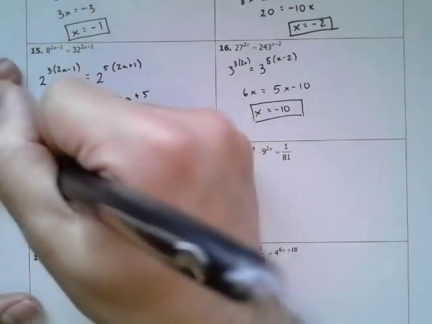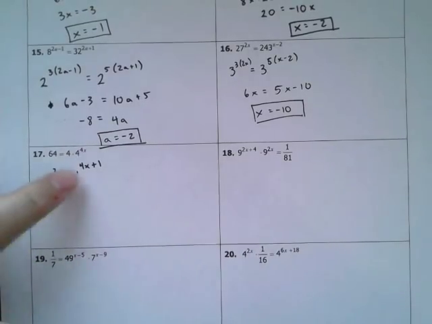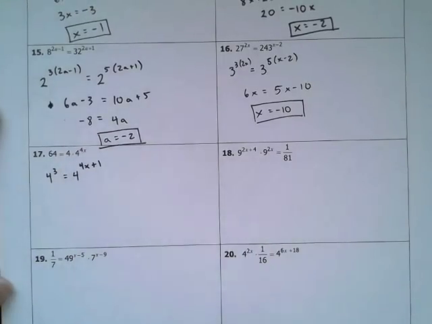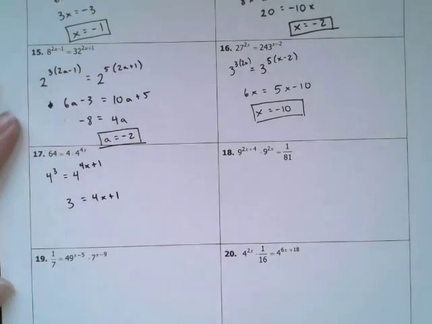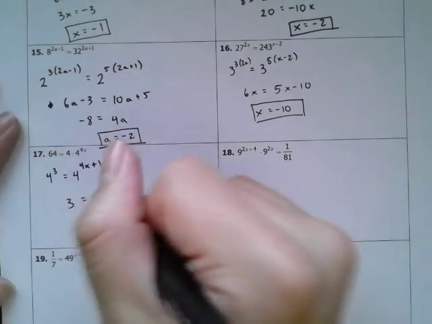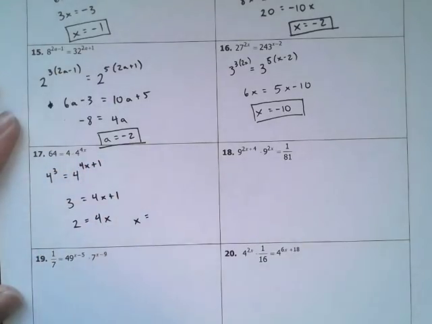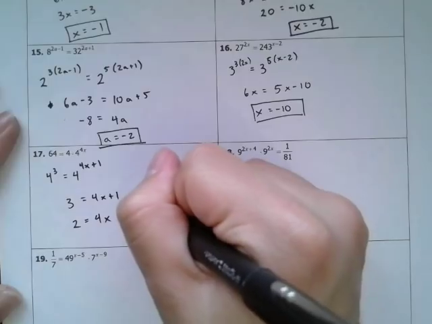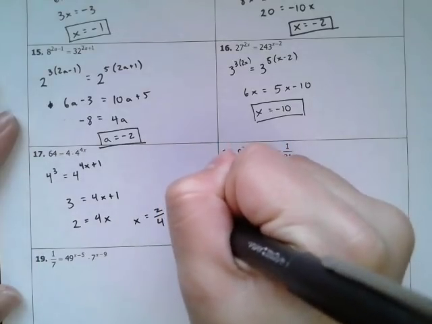64, you can rewrite this one as 4 to the third. Now I have the same base, so then my exponents are the same. 3 is equal to 4x plus 1. Solve for x, I'm getting 2 is equal to 4x, so x is equal to 2 over 4, or 1/2.